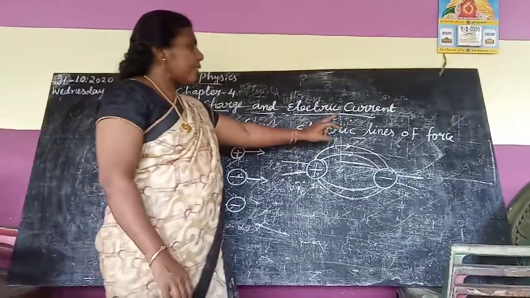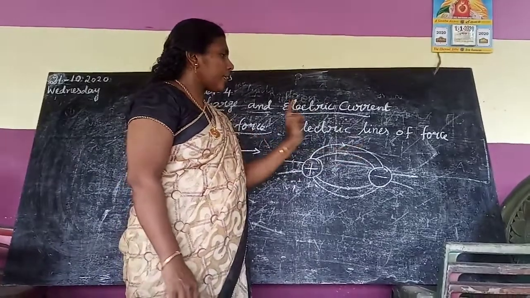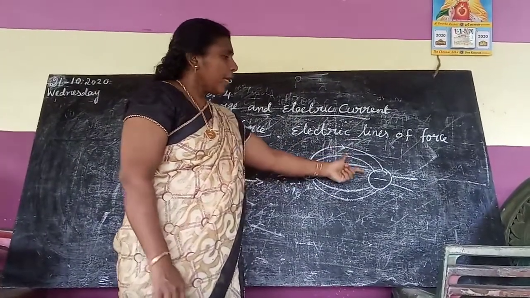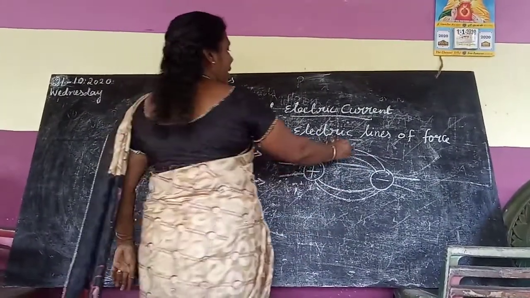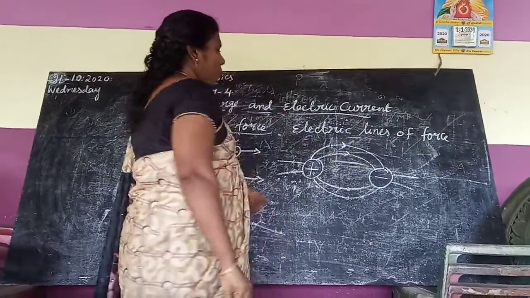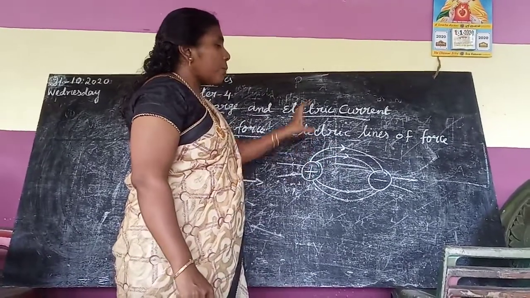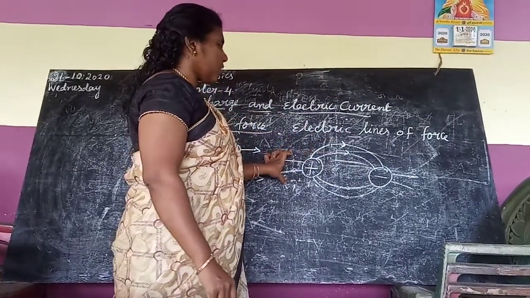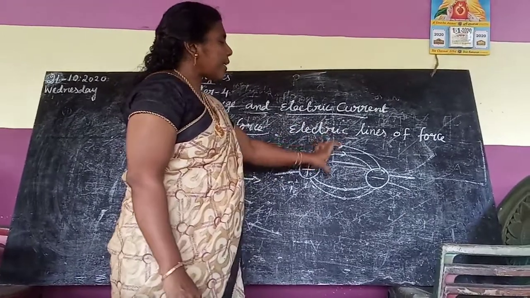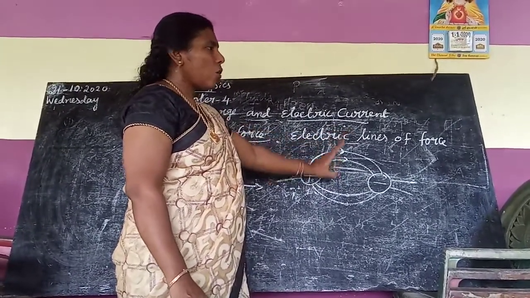Now electric lines of force. Here lines are there. Now where does it start from? From positive charge to negative charge. So we have to give an arrow mark like this. From positive to negative only it will flow, current will flow. The electric lines are sometimes curved lines, sometimes straight lines, and they experience some electric forces. This is called electric lines of force.